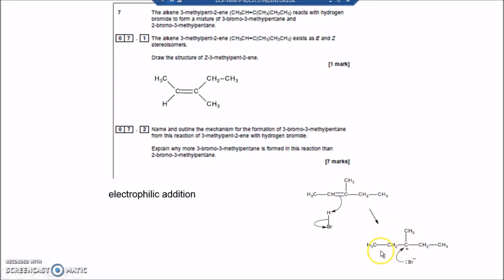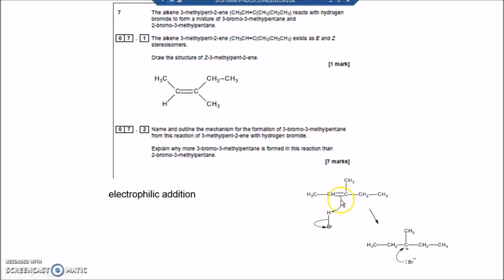So what is on carbon number 3? We're going to end up with pentane with a methyl group at carbon number 3 and a Br at carbon number 3. We're going to have 3-bromo-3-methylpentane. Yes, we made the right choice by choosing the major product and the H going onto this carbon rather than this carbon.